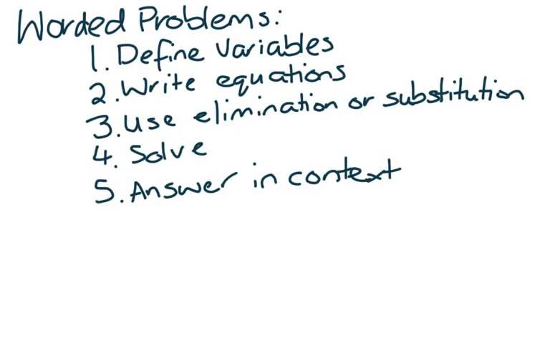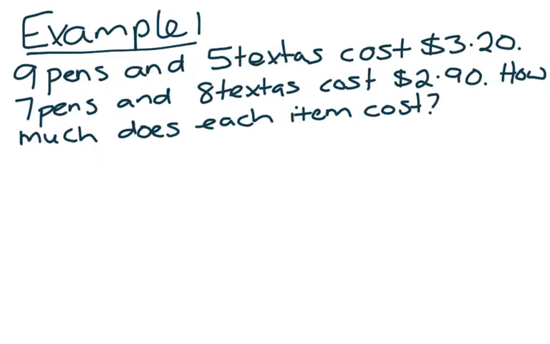So with worded problems and these questions, we have a process. We define the variables, we write the equations, we choose whether we're going to use elimination or substitution, solve them, and then we answer in the context. So in other words, we write a sentence answer. So our first example says 9 pens and 5 texters cost $3.20. 7 pens and 8 texters cost $2.90. How much does each item cost?